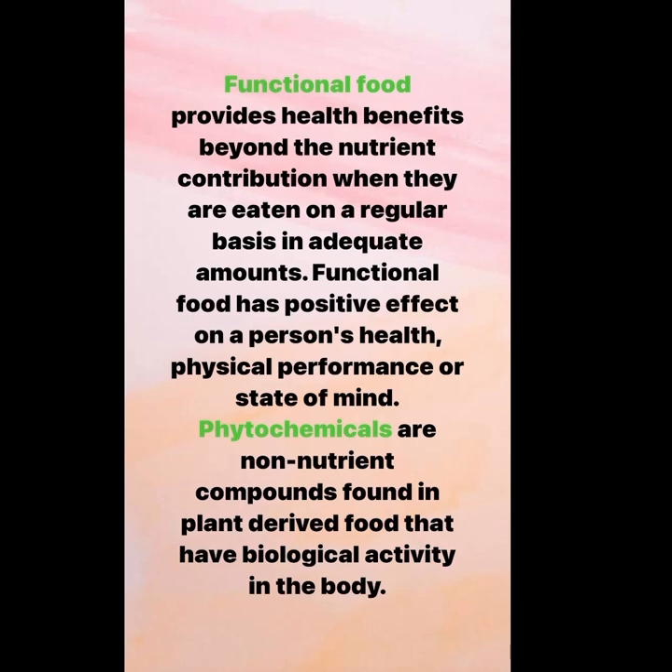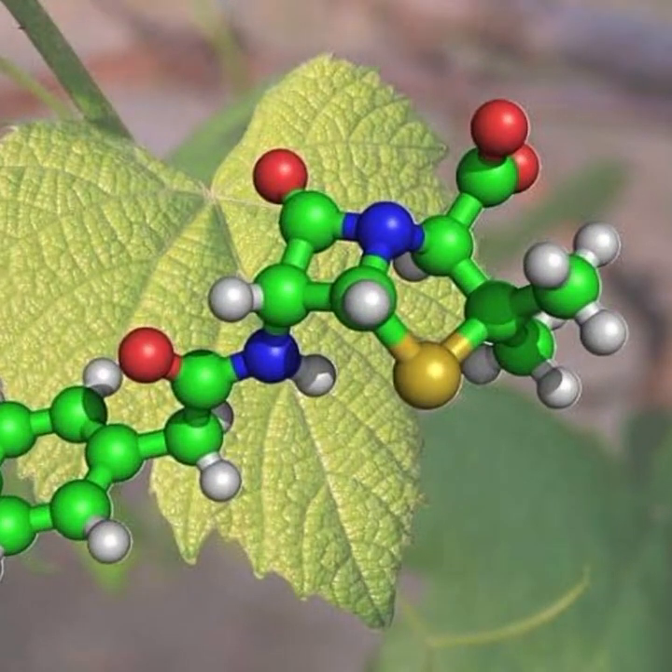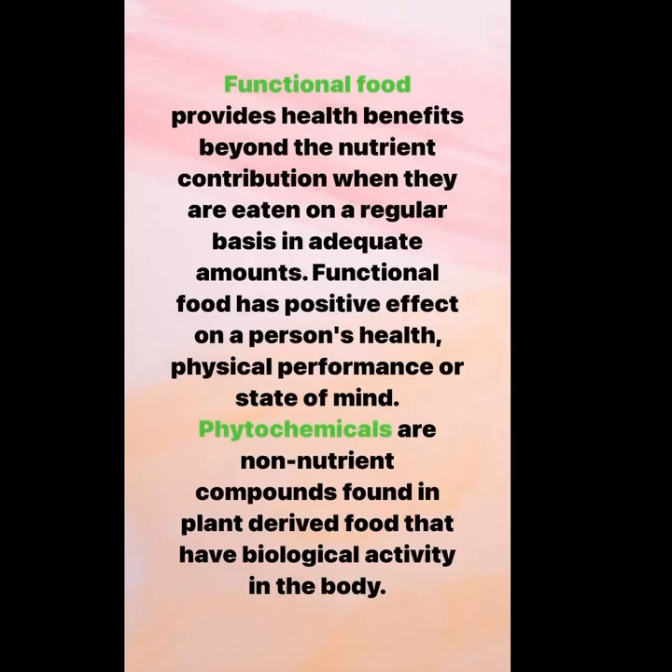Phytochemicals are non-nutrient compounds found in plant-derived food that have biological activity in the body. Phytochemicals are nothing but pigments like yellow, green, orange, red. Carotenoid is a phytochemical present in carrots which is yellow, orange or red in color.